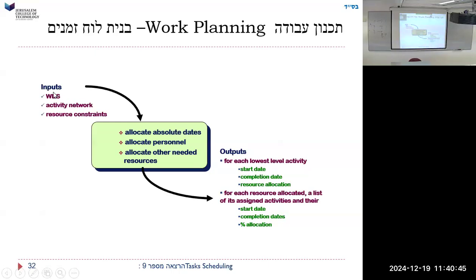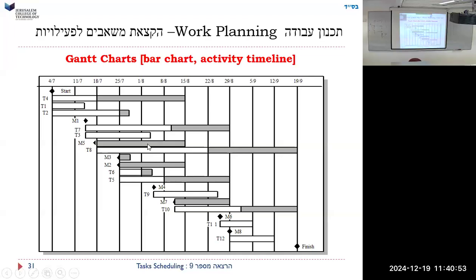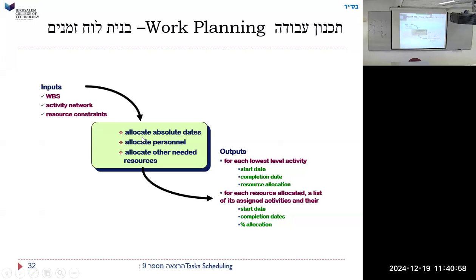So here's English. Inputs. We put in the WBS, a network, the resource constraints, which is this thing, which doesn't seem to explain anything. Anyway, and we allocate absolute dates. Now we can allocate personnel. Figure out how many people we need for each task, allocate other needed resources, and then we get for each lowest level activity its start date, completion date, and resource allocation. In other words, in the end, it wasn't enough to just know the time. In order to know the time, really, from the effort, you have to know also the resources.